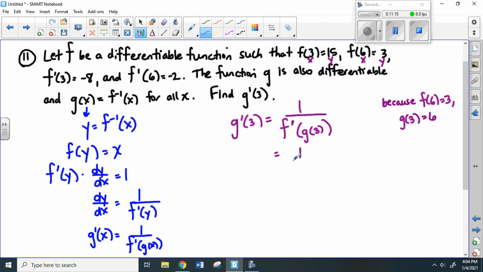All right, so now we can simplify. g of 3 is now 6. To finish, I need to know f prime of 6, which I gave you. You might be given more information than necessary. And f prime of 6 is negative 2. So I can plug in values, and now g prime of 3 equals negative 1/2. So if you know the definition of the derivative of an inverse, and you understand that that's what you're dealing with here, then you just need to plug numbers in.